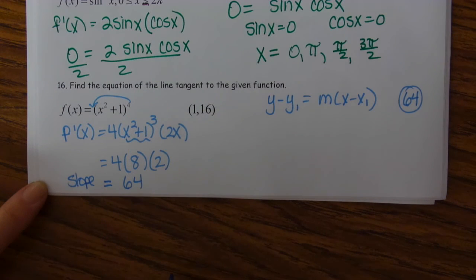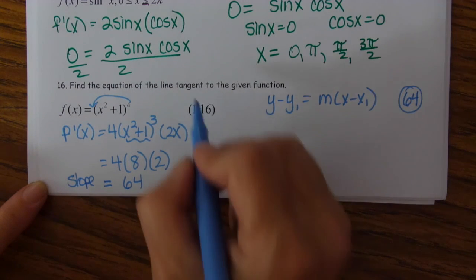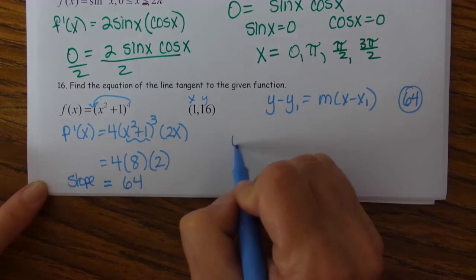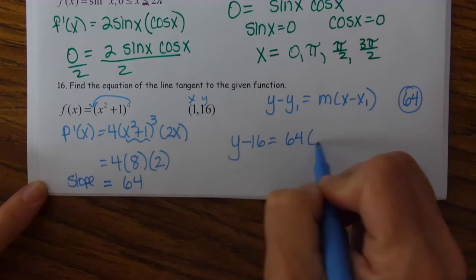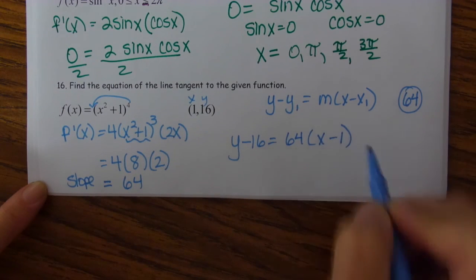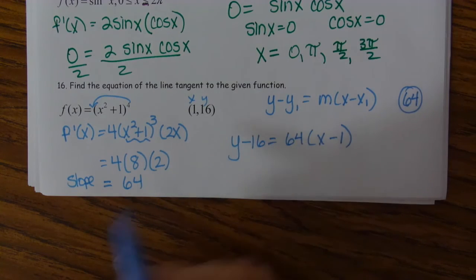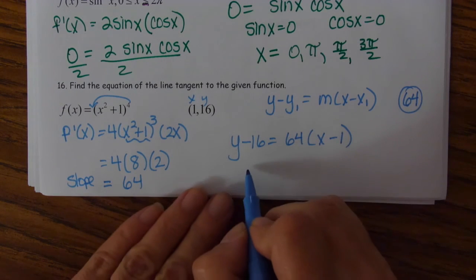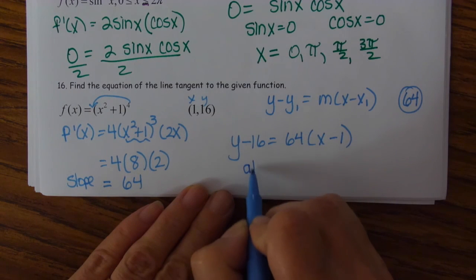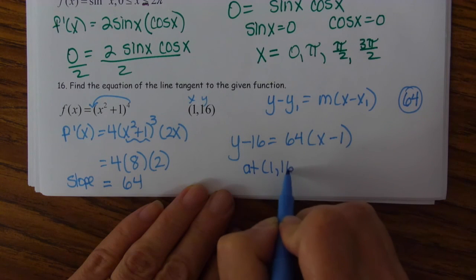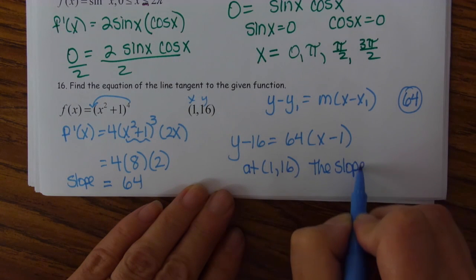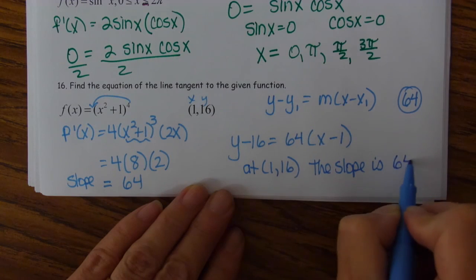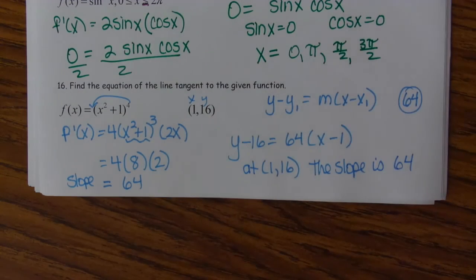You probably just wrote a 3 instead of a 6. So now we just plug in x and y. Y minus 16 equals 64 times x minus 1. And what this tells us, because we want to get the big picture, is that at that point, the slope is 64. So that's very steep. It's going to look like it's a curve going straight up, right?